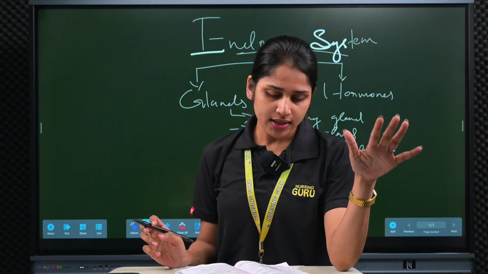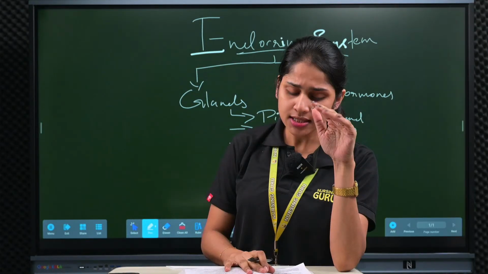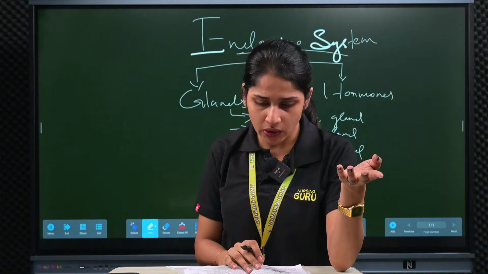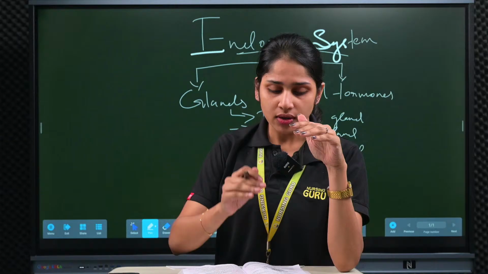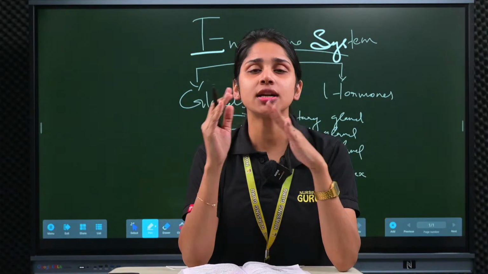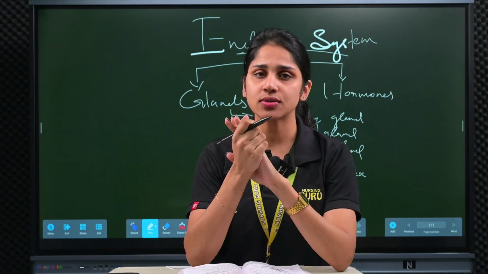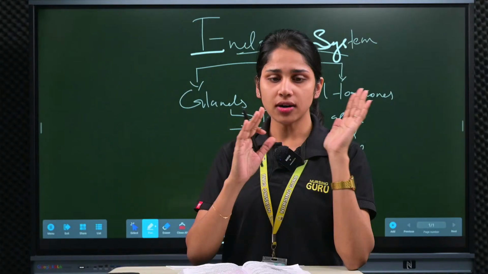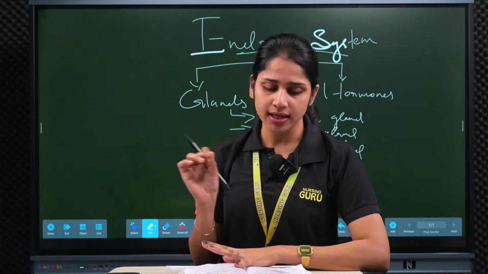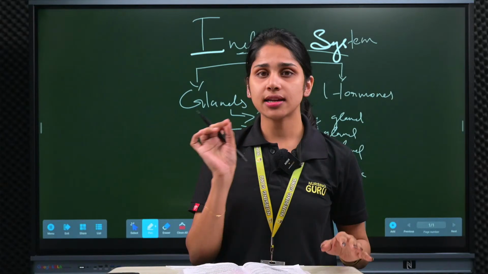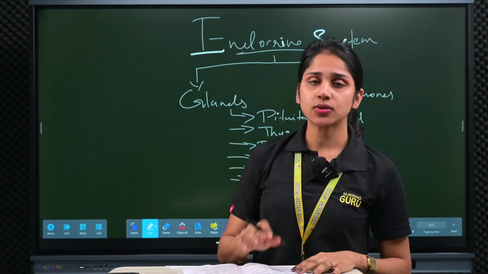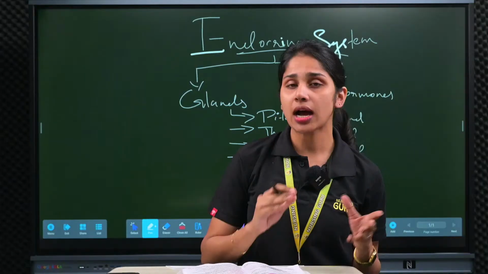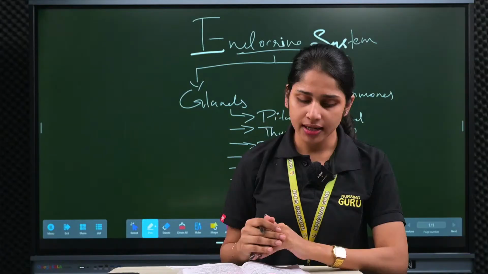The pituitary gland secretes hormones which control other endocrine glands also. That's why it got the name master endocrine gland. So you know that the master endocrine gland is the pituitary gland. Next we are moving to the structure of the pituitary gland: how it looks and what parts come under it.